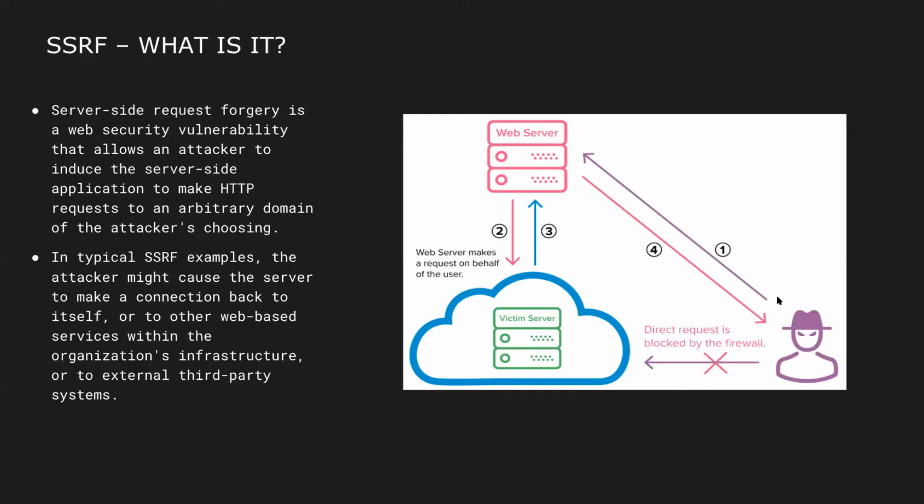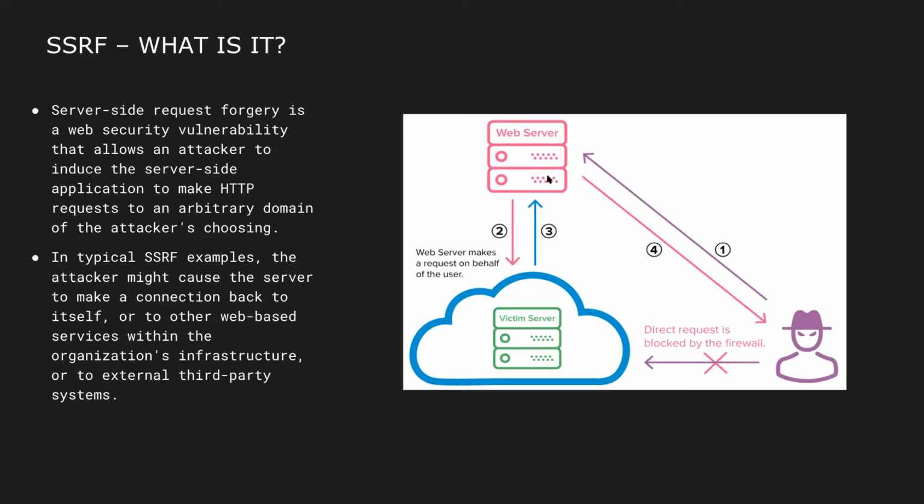If you look at the image on your right hand side, there is a web server, a victim server, and an attacker. The attacker is directly trying to access the contents on the victim server, but due to network restrictions and a firewall in place, the attacker is not able to access them. So the attacker identifies a web server that has access to the victim server somehow. It could be some internal service running behind the web server or some internal infrastructure that the web server has access to. So the attacker finds an SSRF vulnerability on the web server and makes the web server trigger a request on behalf of the attacker.